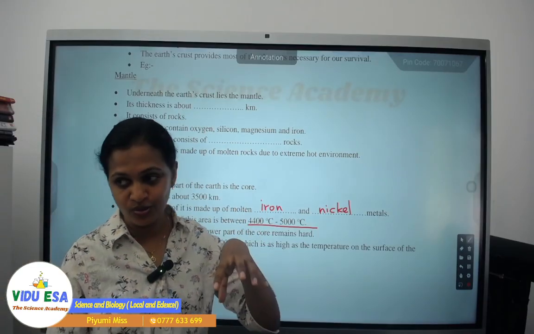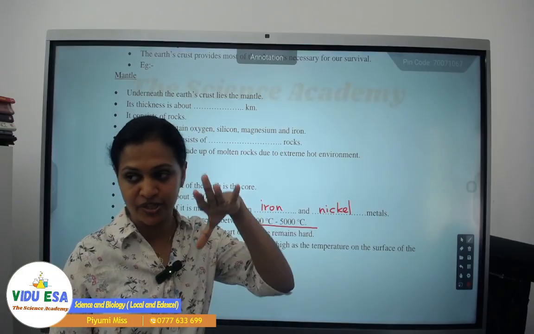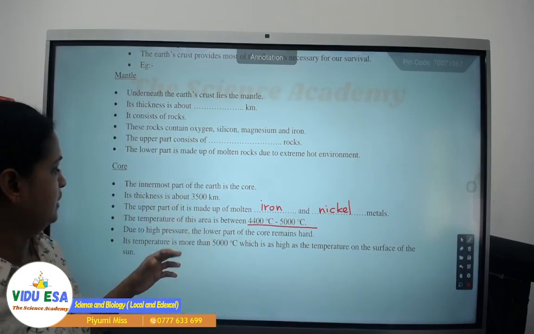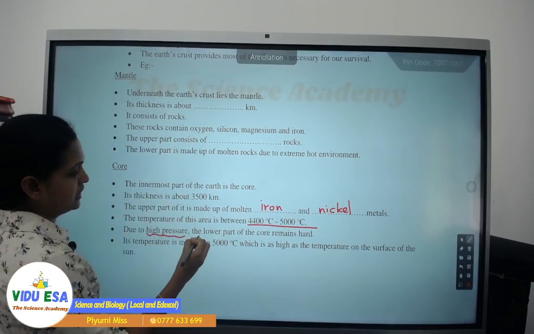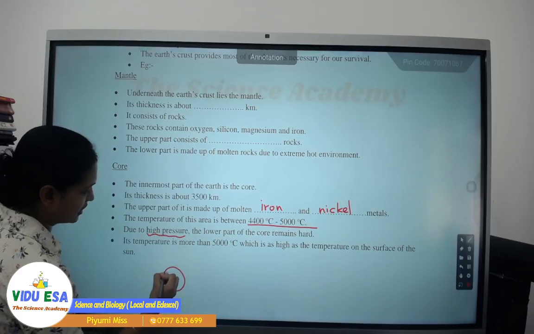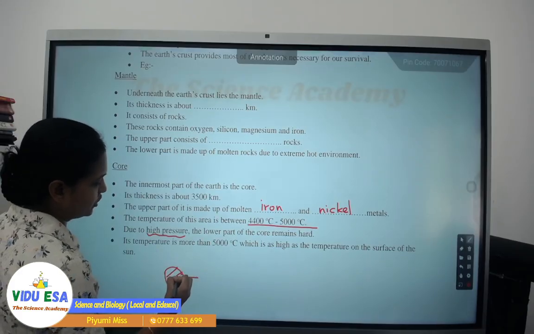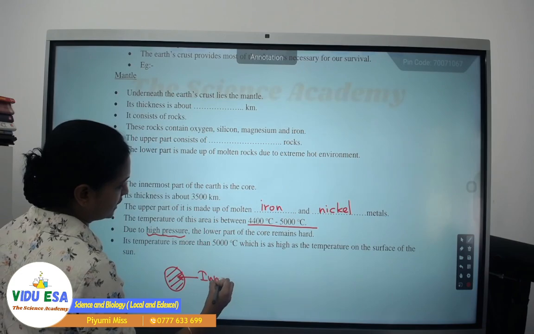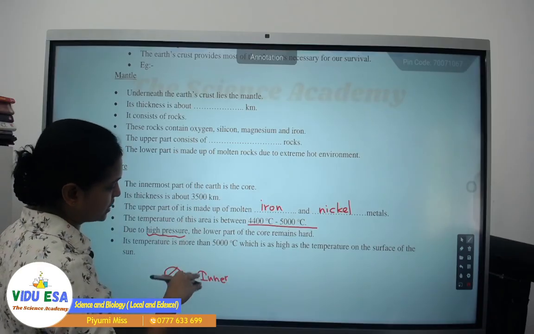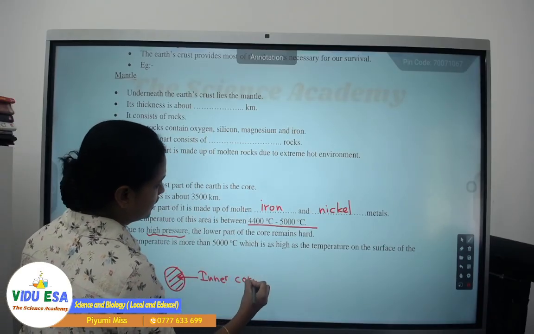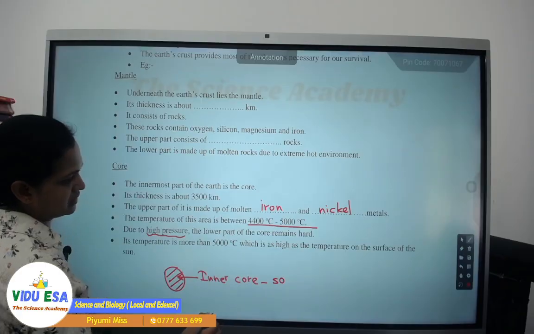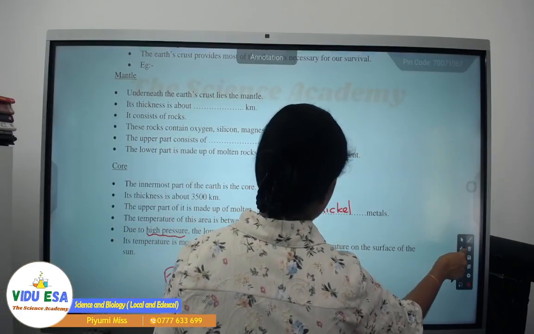Now there is a huge temperature as well as very high pressure exerted on the inner parts of the earth. Therefore, because of this high pressure, the lower part of the core remains hard. Then the inner core remains hard. Right? Inner core. Now we think that because the temperature is highest it must have melted. No. Because of the high pressure also exerted, the inner core exists in the solid state. It is hard. Right? It's better to say hard.